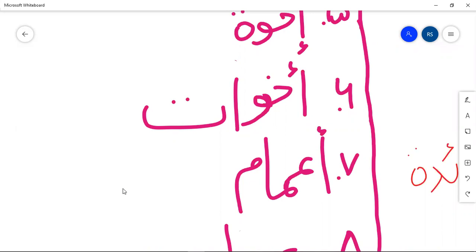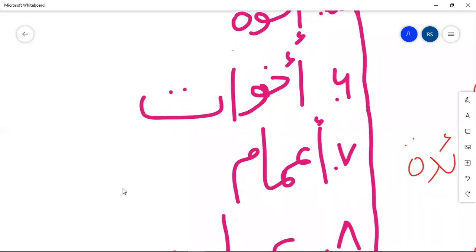Wa kam akhawat laki. Wrong question. Wakam ukhtan laki. Laysa li ukhtun.